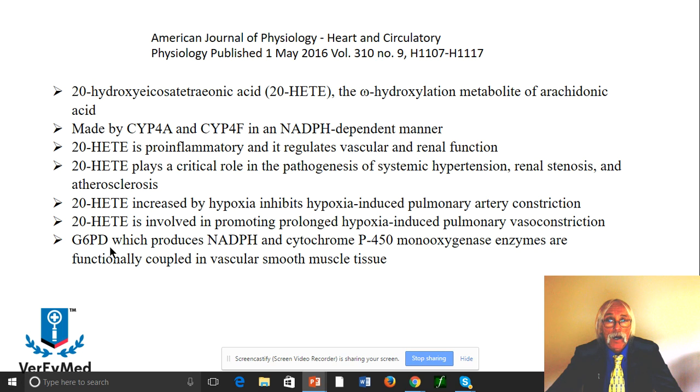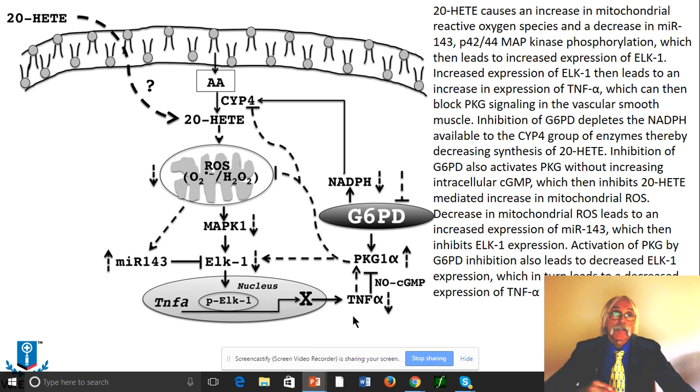There's actually two dehydrogenases in the OPP, and they both make NADPH. That's the major source of NADPH in the cell, is the OPP. Okay? So cytochrome P450 monooxygenase enzymes are functionally coupled in vascular smooth muscle tissue. What's interesting is that this enzyme expression and the expression of particularly P450 monooxygenase, the one that's going to be involved in this 20-HETE production, are both co-expressed and found in the same tissue, vascular smooth muscle tissue to be precise. So let's take a look at this now.